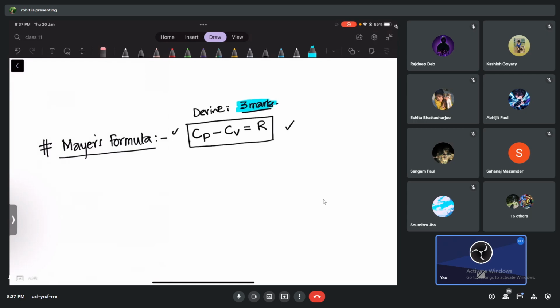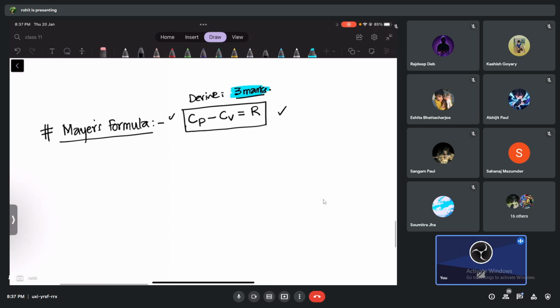So I have to explain to you again what is CP and what is CV. Anybody knows what is CP? You call it specific heat at constant pressure. And CV represents specific heat at constant volume. Now what are these two things?